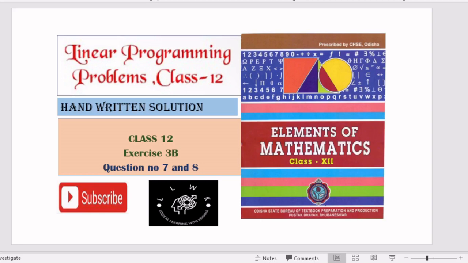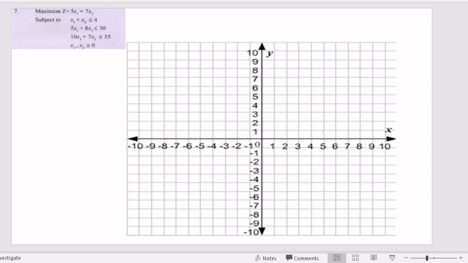Last session we covered question number 5 and 6. In this session we will cover question number 7. See, question number 7, as I stated, you need to understand what you have to maximize or what you have to minimize and check the equation properly.